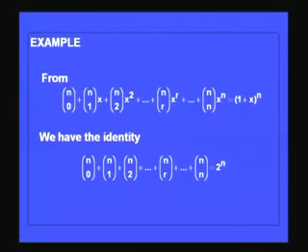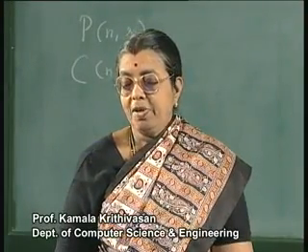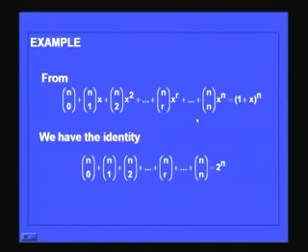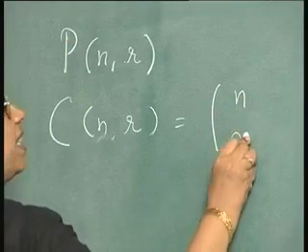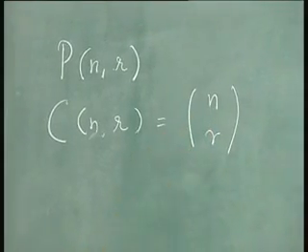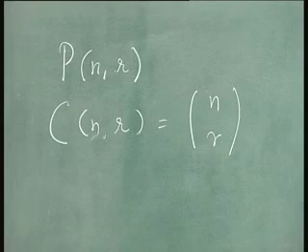So using this generating function concept, you can prove certain identities. For example, you have this. This is the expression we have earlier seen. Instead of writing CNR, we are writing it as NR. This also represents the number of ways of choosing R objects out of N objects. So CNR can also be written in this form. That is what we are making use of here for simplicity.